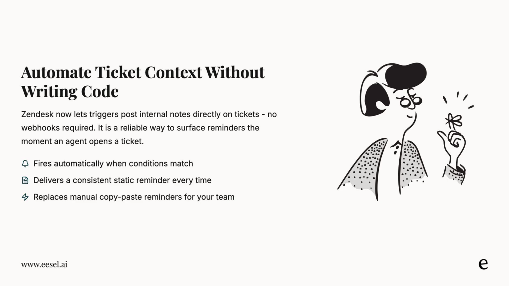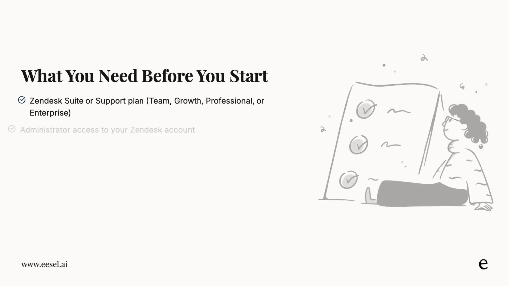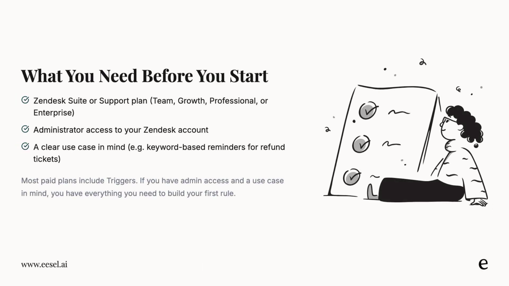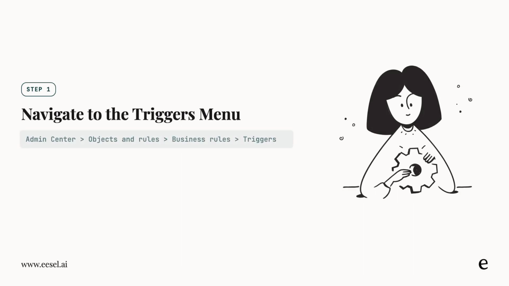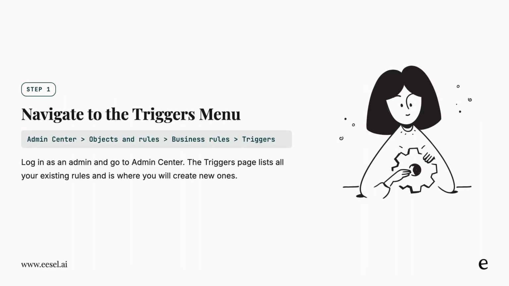reminder every single time. Before you build this, confirm you have a Zendesk suite or support plan on team tier or higher, admin access to your account, and a clear use case in mind, like flagging any ticket that mentions a specific keyword. Log in to Zendesk and open the admin center. From there, go to Objects and Rules, then Business Rules, and click Triggers. This is where you create and manage all your automation rules.